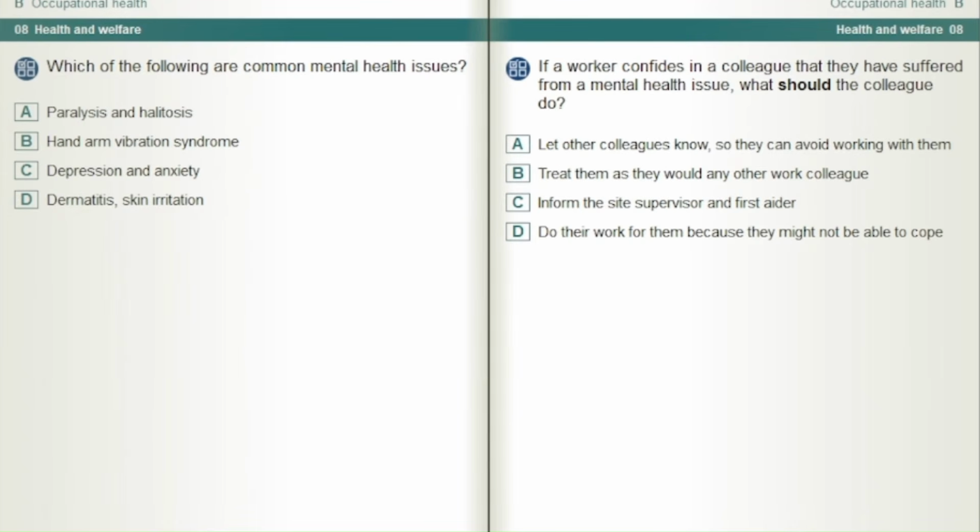Which of the following are common mental health issues? Paralysis and halitosis. Hand-arm vibration syndrome. Depression and anxiety. Dermatitis, skin irritation.